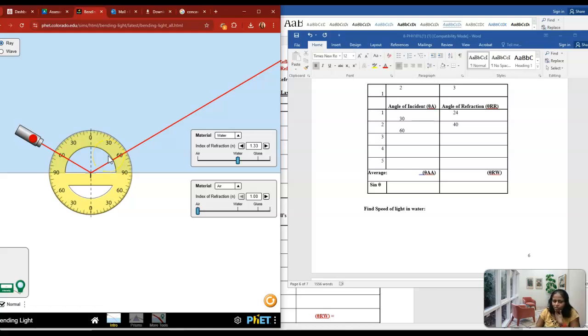Okay, so this concludes. I want you to finish this report, and again it has the assignment sheet too, which has exactly the same table, so you can submit only one report for this experiment.